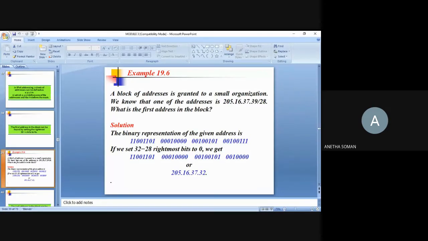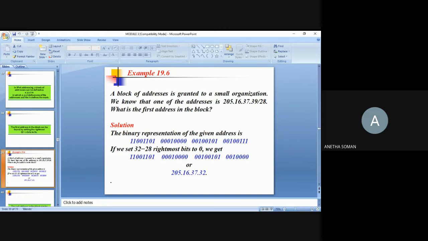Now, how will you identify the first address in the block? In the first step, you have to identify the binary equivalent of that decimal notation, the binary representation. Once I identify the binary notation, I will find out 32 minus 28. I have taken 28 as the mask value, and 32 is the total number of bits. So I will get some value, which means I have to make that many rightmost bits 0.